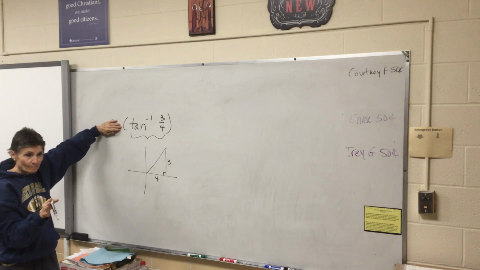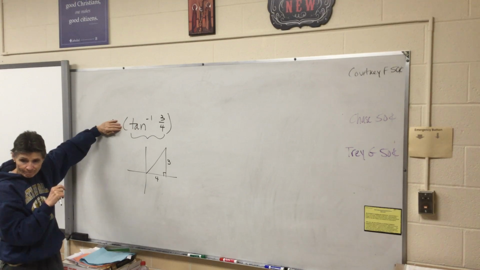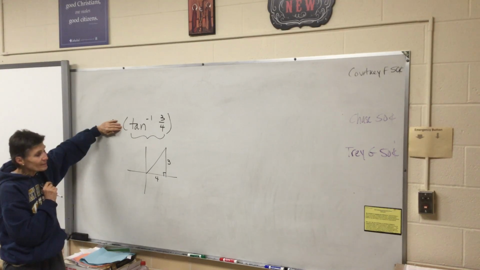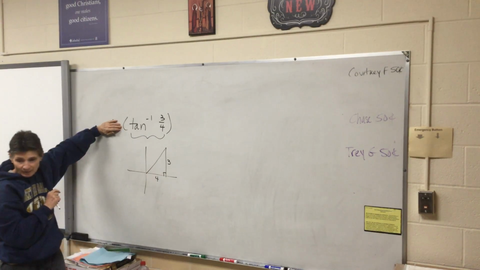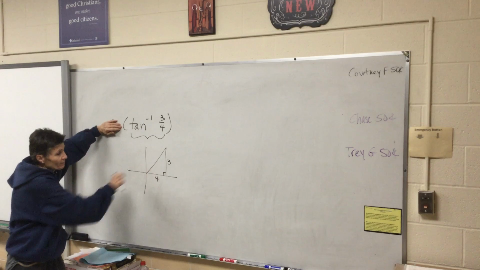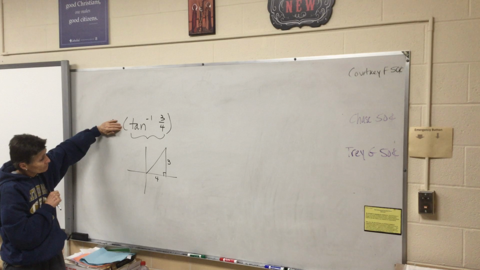Okay, now wait a minute. This is not going to be a 30, 60, 90, or 45, 45, 90, is it? No, these aren't the right numbers. However, can I do the Pythagorean Theorem and find my hypotenuse? Yes. So would you do that for me? Would you do a squared plus b squared equals c squared, and see if you can come up with c, your hypotenuse? Is it 5? It is 5.